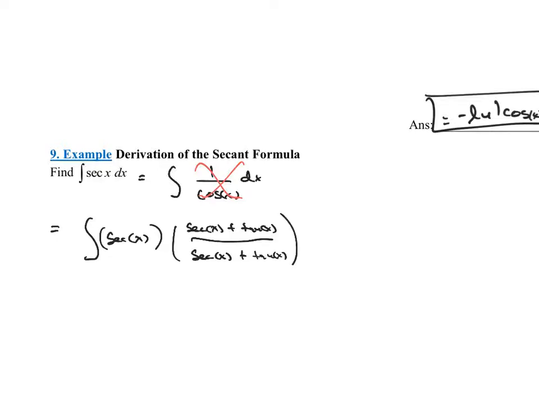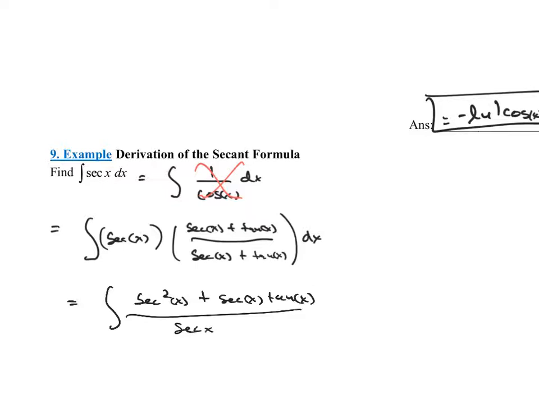So why did I do secant x plus tangent x? Well, think about what is the derivative of secant x. Secant x tangent x, isn't it? I'm trying to work towards that, and you're going to see that all come together very shortly. So what am I going to do now? I'm going to distribute that secant x across the top. When I do that, I end up with the integral of secant squared of x plus secant x tangent x, and on bottom, I just have secant x plus tangent x.